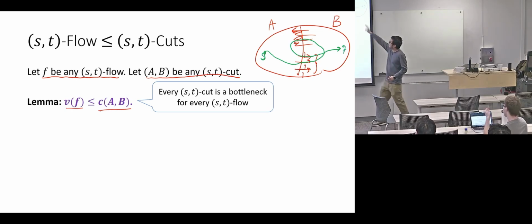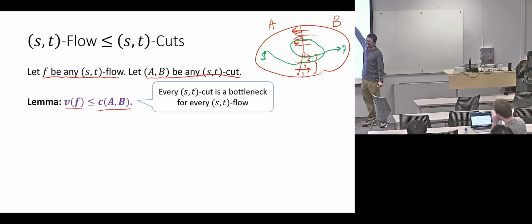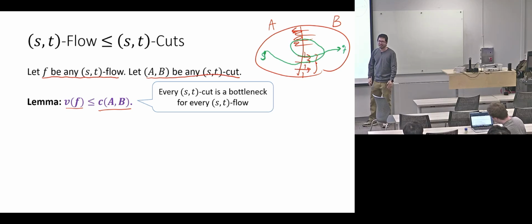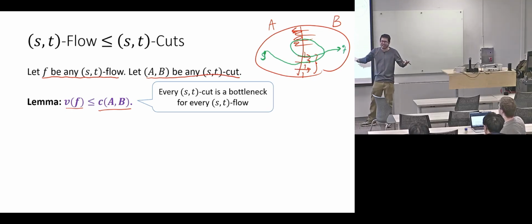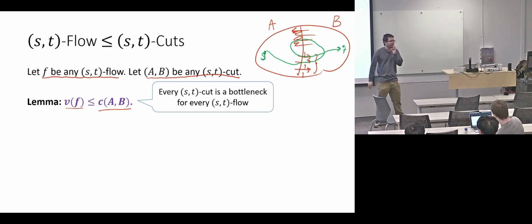But each unit of flow that I send from S to T must consume some unit of the edges along the cut from A to B. Does it have to consume all of them or just at least one of them? At least one. Okay. So every 1 unit of flow that I can send from S to T consumes at least 1 unit from the cut. So if I have 3 total capacity on the cut, then the total flow that I can send from S to T is at most 3. Make sense? Yeah, that's an argument.